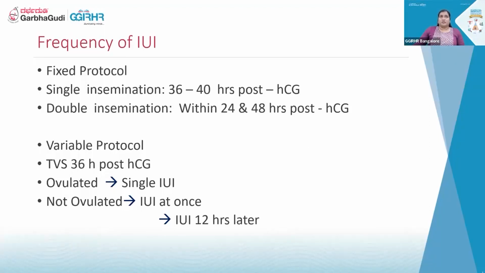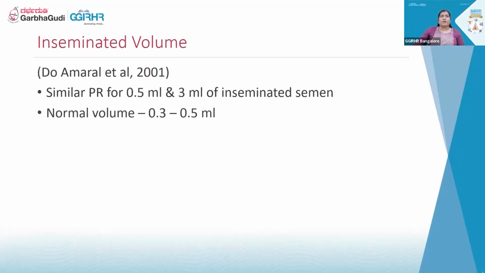If we have not decided, we are waiting for ovulation or there is delayed ovulation, then comes a variable protocol. We do a transvaginal scan at 36 hours post HCG. If the patient has ovulated, then we will do a single IUI. If the patient has not ovulated, then we will do one IUI, and 24 hours later, we do the second IUI.